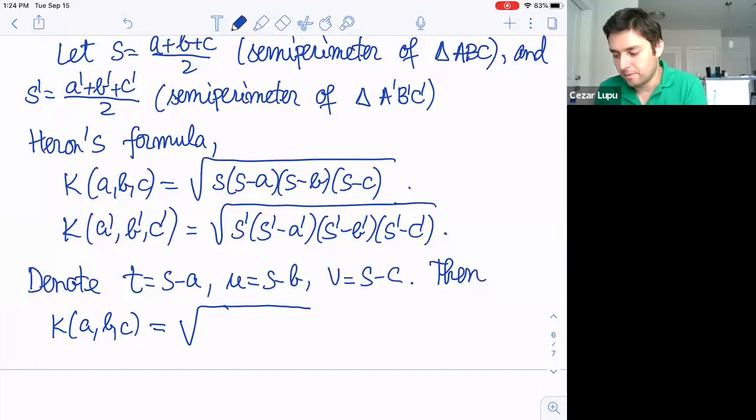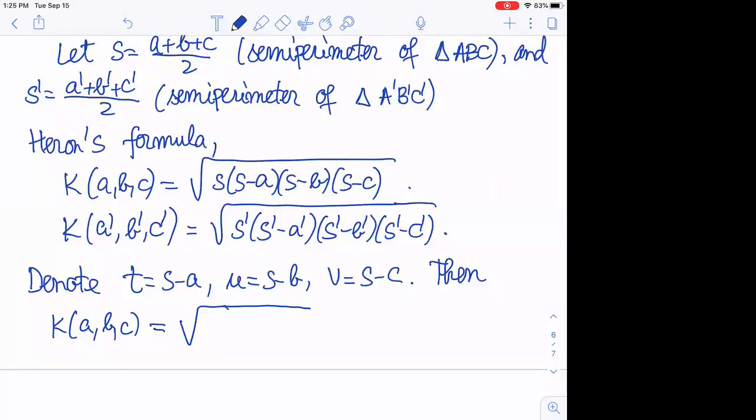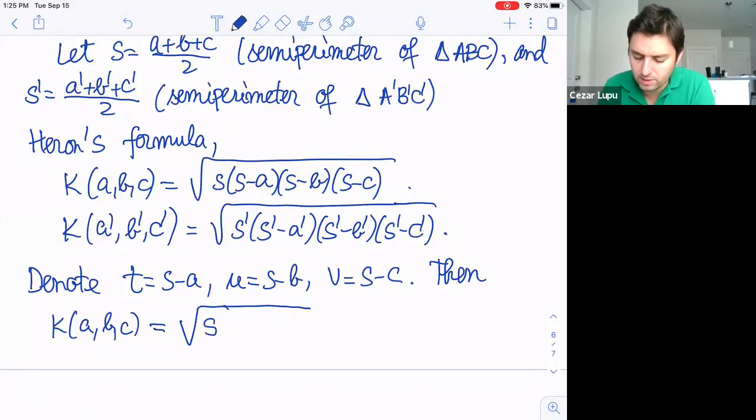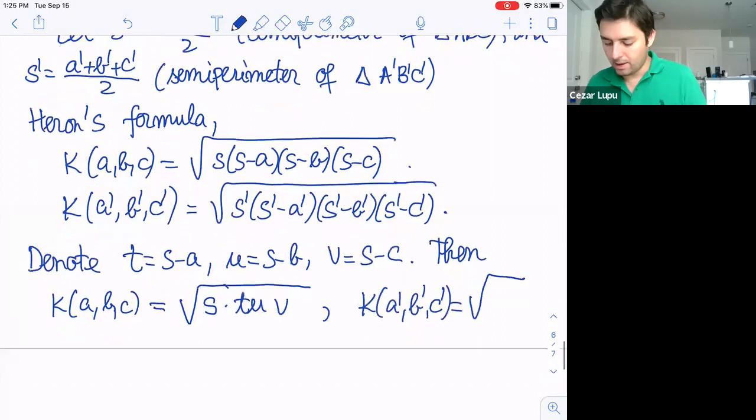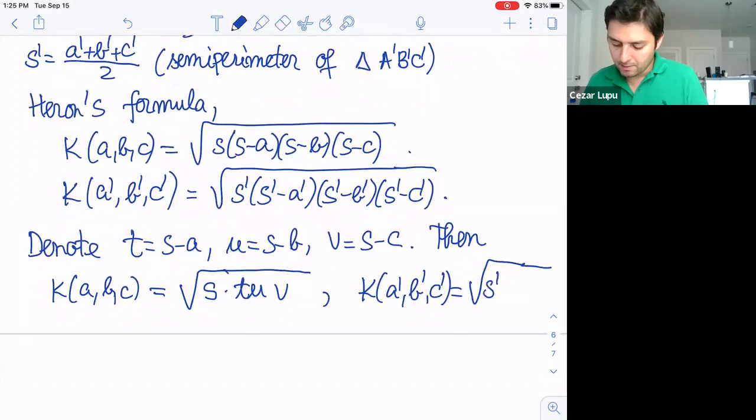Be careful a bit. It'd be T plus A. Actually, let's just leave it like this. So it's S times what? Times T times U times V, and then K of A prime, B prime, C prime is what? It will be S prime T prime U prime V prime.